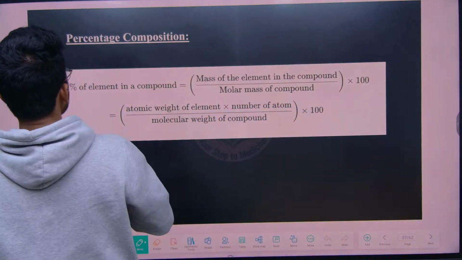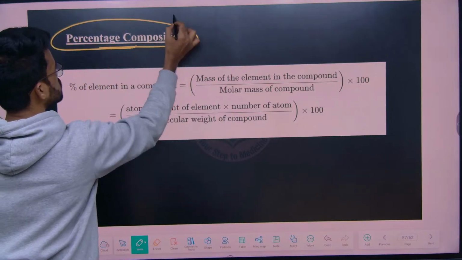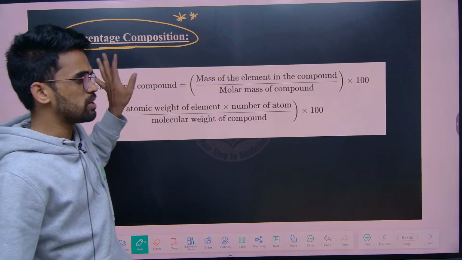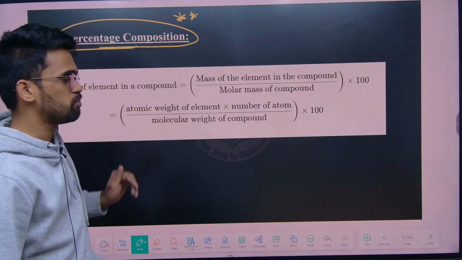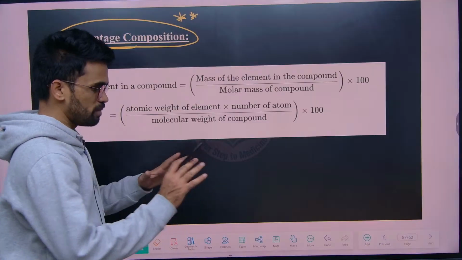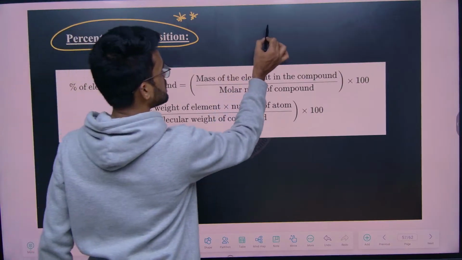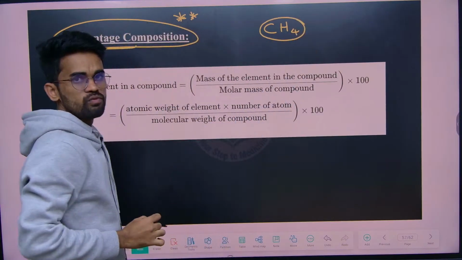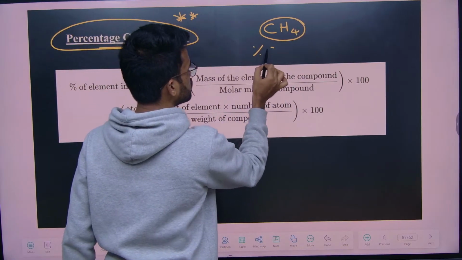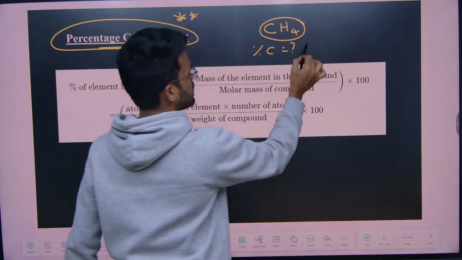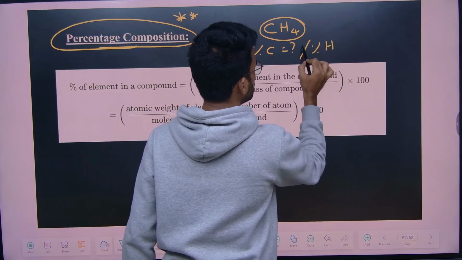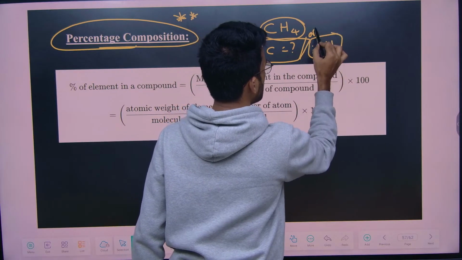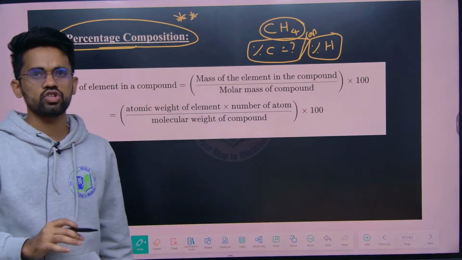So the next concept is percentage composition. What do we mean by percentage composition? Generally we will see basic questions on this. Okay, and this is very important to understand also. Let us say there is a methane molecule. In the methane molecule, what is the percentage of carbon? Or what is the percentage of hydrogen? Like this they will make a question.